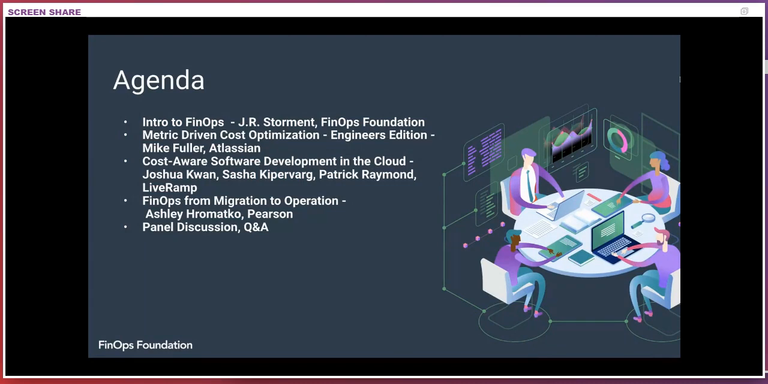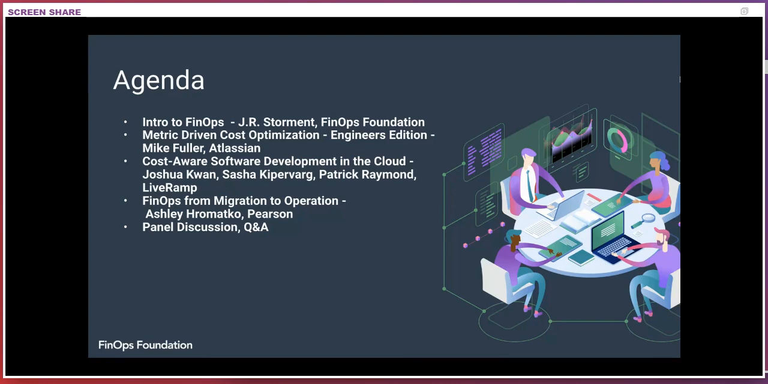We want to talk about the pieces as we walk through this agenda of how engineering teams have now started to have to think about money in a way they haven't in the past and how that affects their behavior. Mike's going to dig into that, and then how to start to tease out metrics that matter to engineering teams. Josh, Sasha, and Patrick are then going to talk about how they structured and built their own practice of FinOps and some of the learnings they had from that.